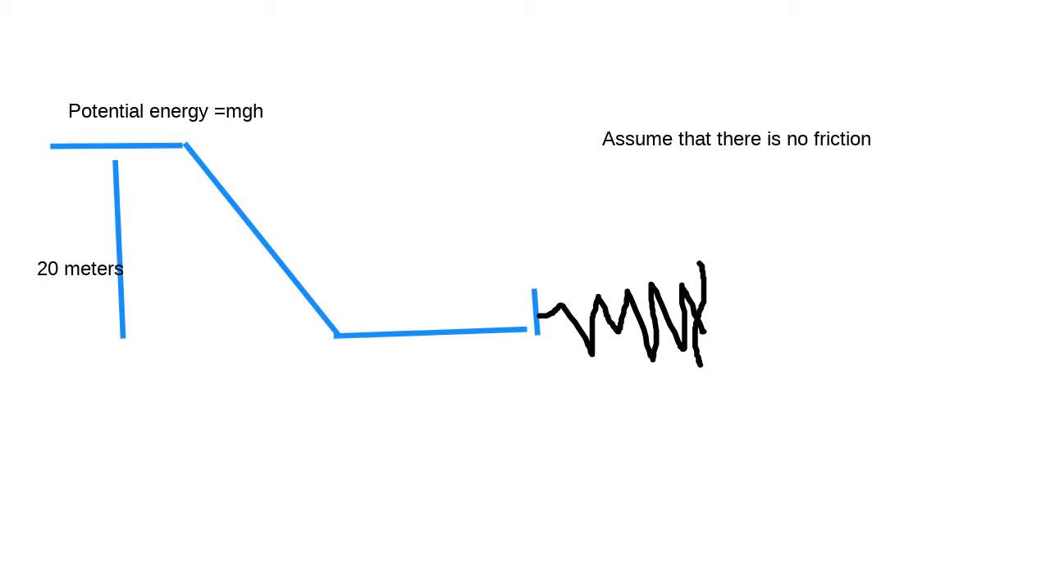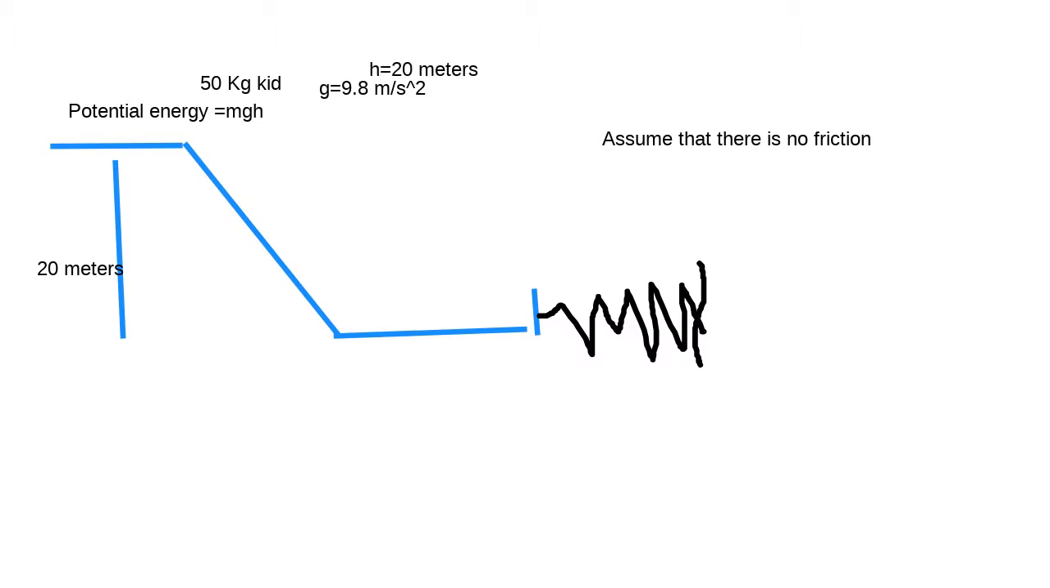And we know that the acceleration due to gravity, g, is equal to 9.8 meters per second squared. And h is 20 meters. Okay, so that is good.